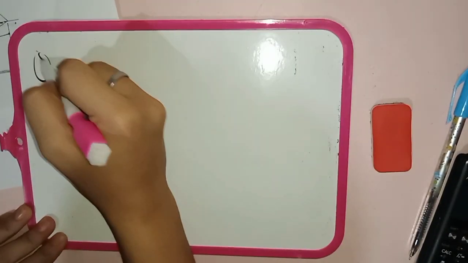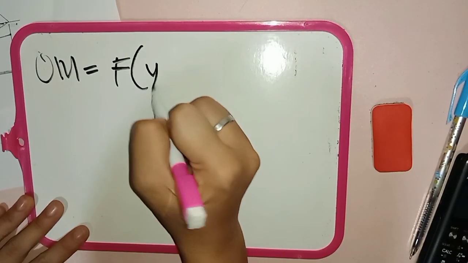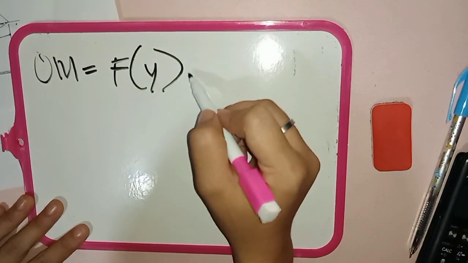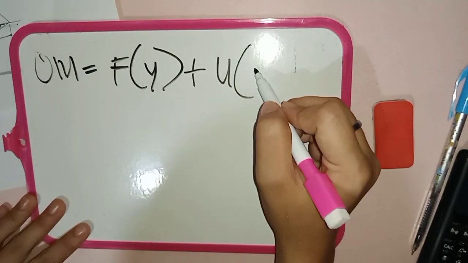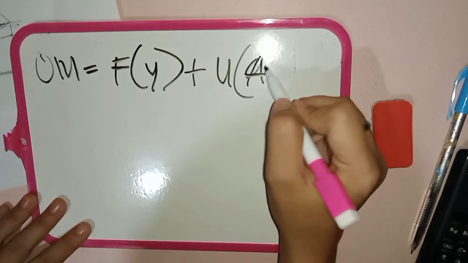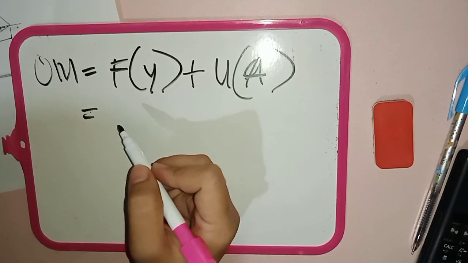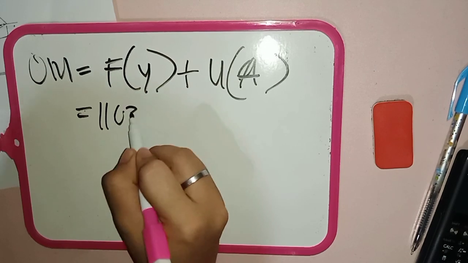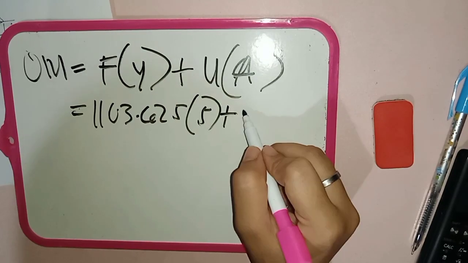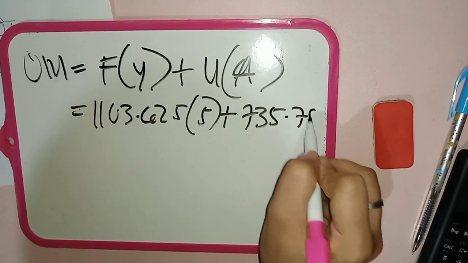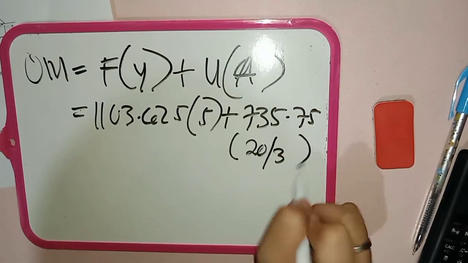Our overturning moment here, since we have uplift, is force times distance. So we just add the uplift times its distance, which we denote as a. The value of our force is 1103.625 times our distance of 5, plus our uplift of 735.75 times our distance of 20 over 3.